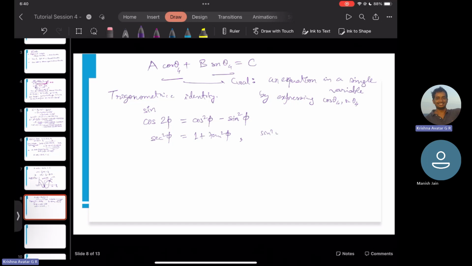So we had sine square phi plus cosine square phi is equal to 1, right? And then we had sine 2 phi is equal to 2 sine phi cosine phi. And now what we do is, say we have tan 2 phi, which is equal to sine 2 phi divided by cosine 2 phi, right?